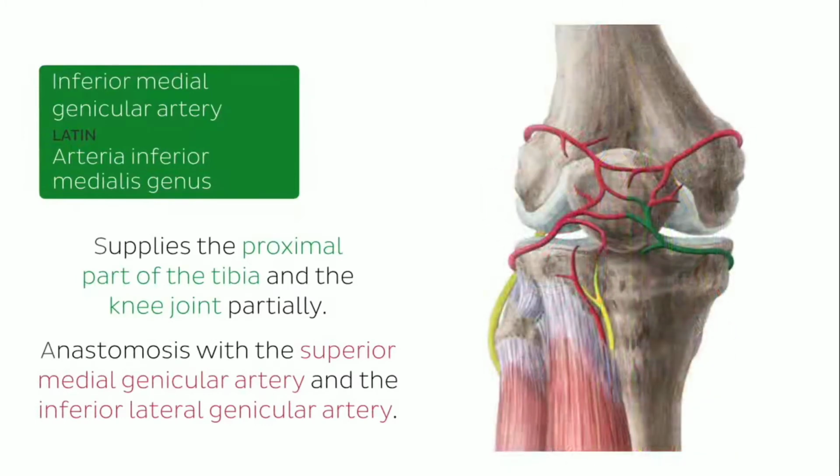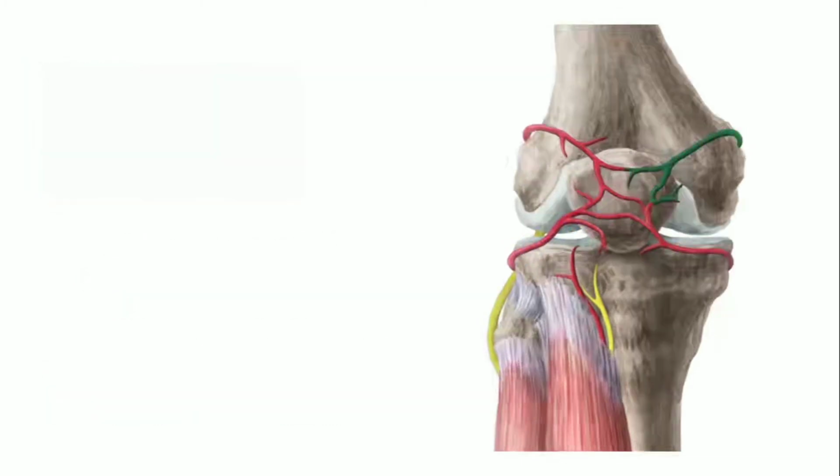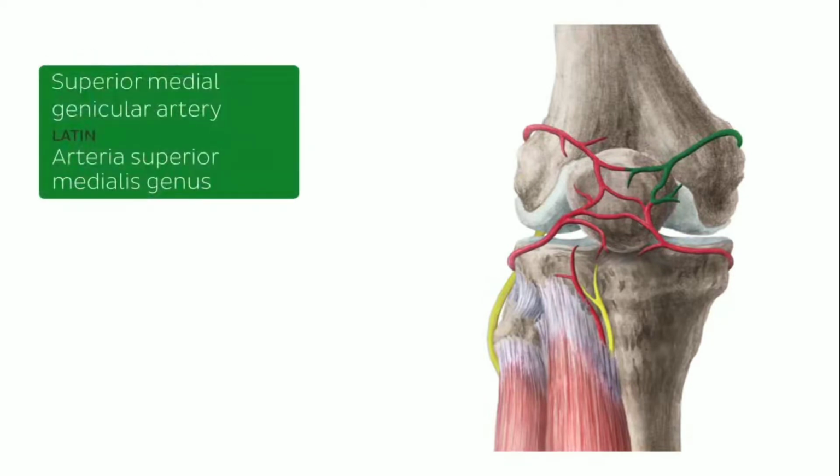And if we look here at the anterior view of the knee, you can clearly see here the anastomosis happening. So this is the inferior medial genicular artery anastomosing with then the superior medial genicular artery, as well as the inferior lateral genicular artery. The next one that we saw also on those images, and we're highlighting here from an anterior view of the knee joint, this is known as the superior medial genicular artery.